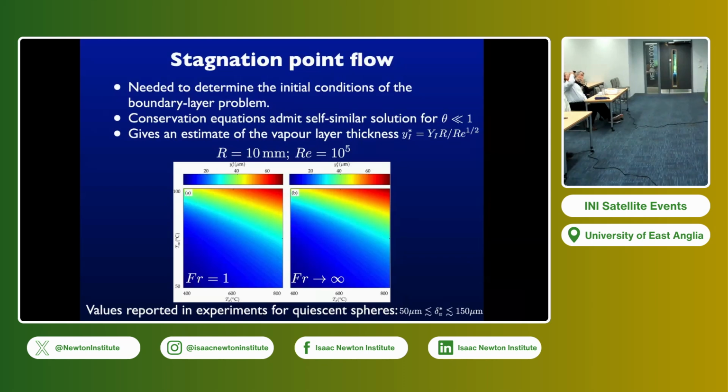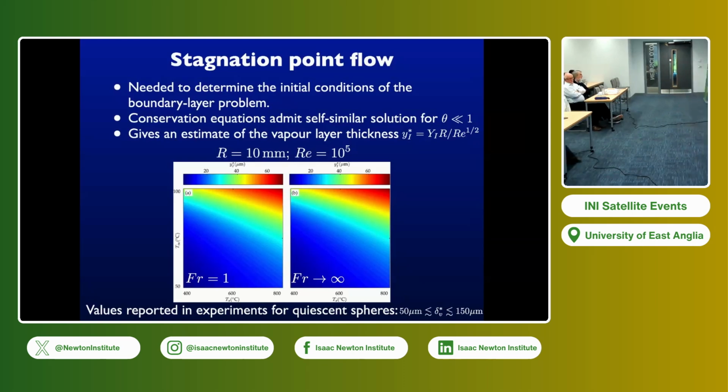So capital Y_I is the position of the interface that we obtain from the numerical calculation of the stagnation point flow, and it can be put in physical quantities just by applying this transformation.